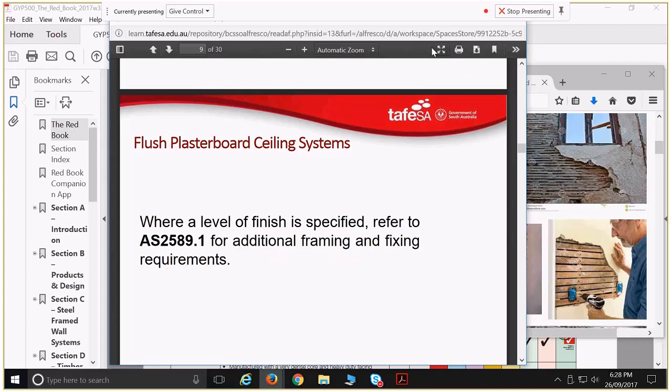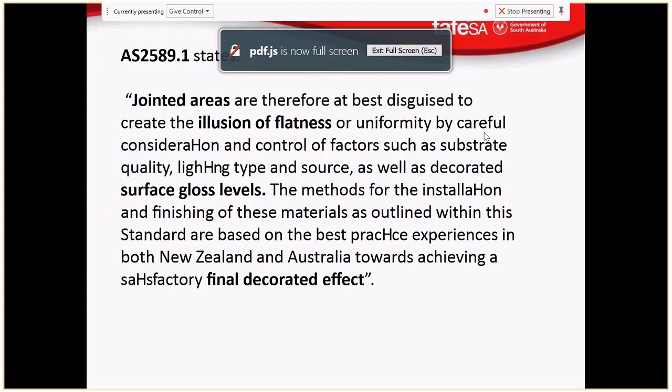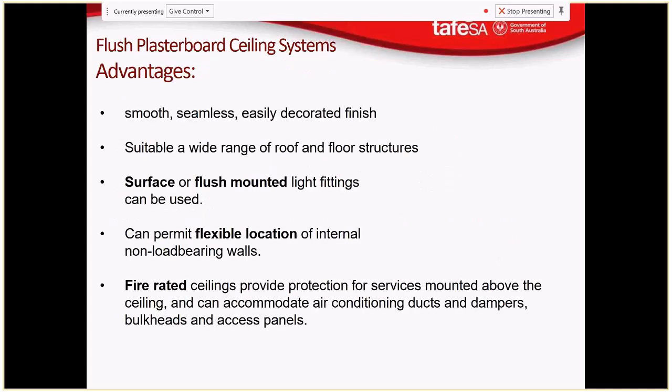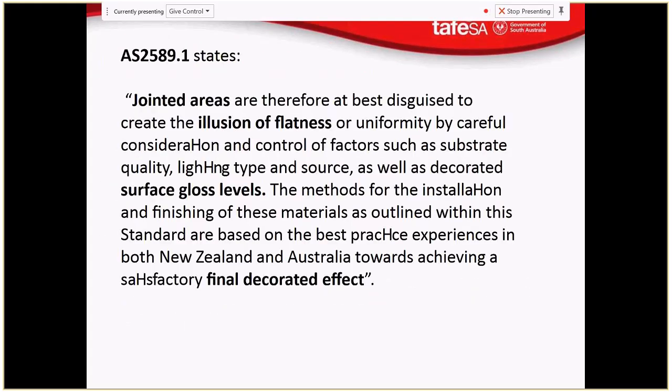Now, this may or may not be relevant to your design practice, but it's important to make mention. Where a level of finish is specified, refer to Australian Standard 2589.1 for additional framing and fixing requirements. AS 2589 states, jointed areas are therefore at best disguised to create the illusion of flatness or uniformity by careful... Oh, and please excuse the spelling in this slide. I noticed that earlier, but can't change it.